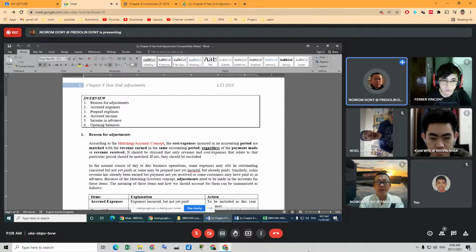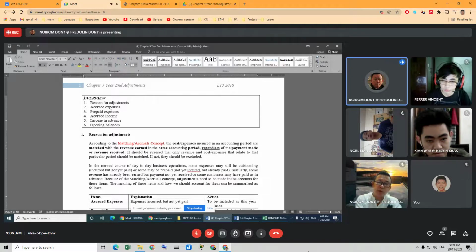Again, what is the meaning of accrued income? Accrued income is income that is earned by the business, but they have not received the money yet. Earned means they have already delivered the goods, they have already provided the services, but the customer has not made the payment yet. So this is accrued income. If the payment has not been received yet, that indicates it has not been recorded.